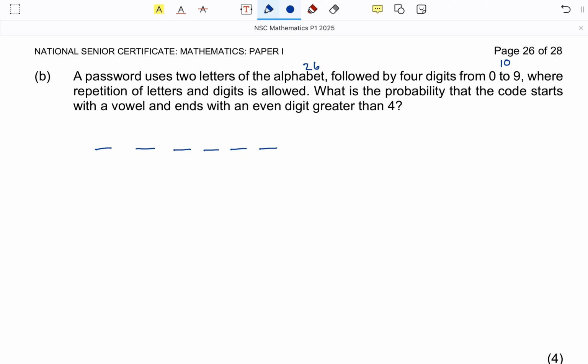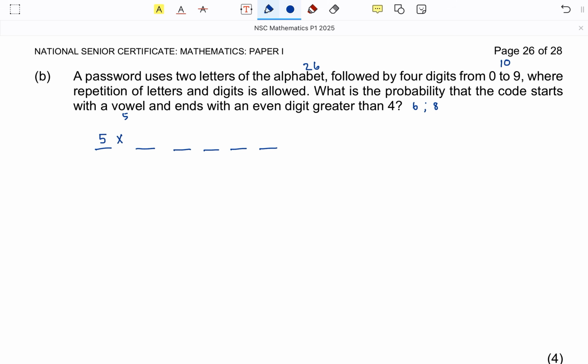So what is the probability that the code would start with a vowel? We should know that there are 5 vowels, and then end with an even digit greater than 4. So after 4, we get 6 and 8. So there are only 2 possibilities for that. So let's start. It has to start with a vowel, so there's 1 of 5 options.